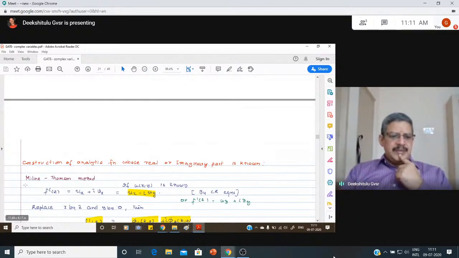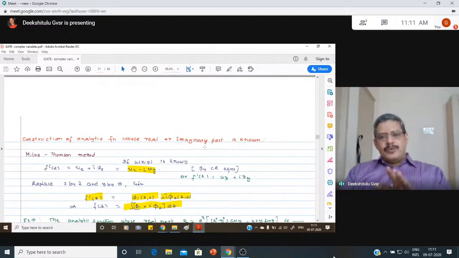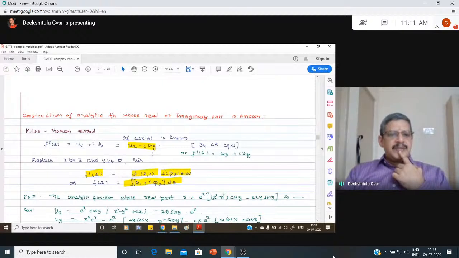We have a very important theorem, the Milne-Thomson method. Just I will tell you how to do this problem. I need not go to the proof and all that. Milne-Thomson method says, first thing is, if f of z is equal to u plus iv, then df by dz or f dash z is the standard expression. You can remember this. Very important principle.